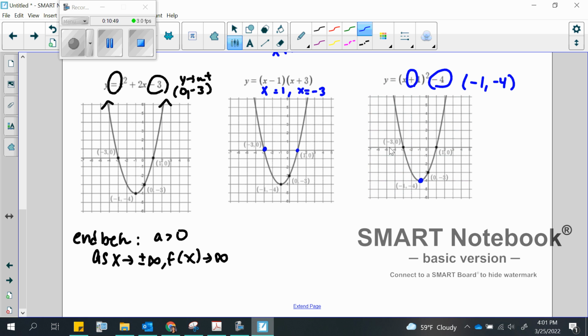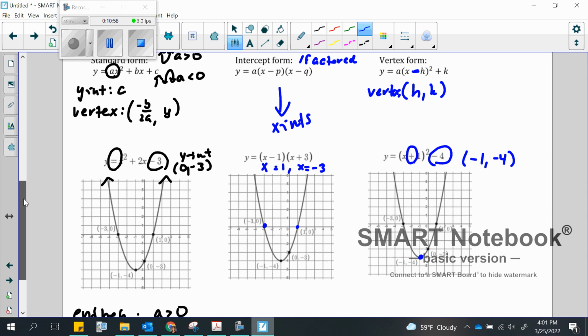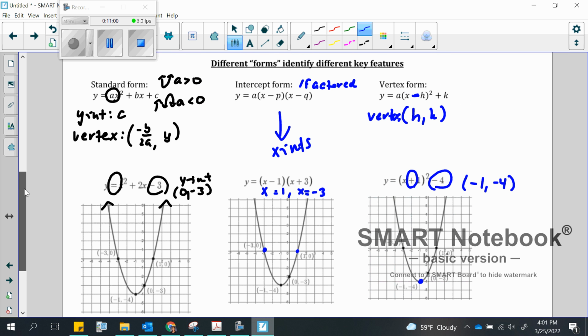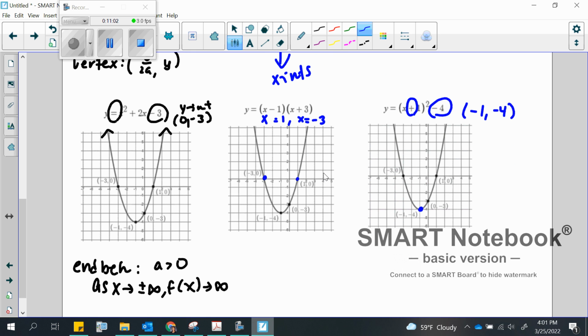Okay? But keep in mind, all of these, if you look at it, represent the exact same function. They're just different ways to write it. Different ways to write it show different things, but it's all the same function, and we can use different ways to also graph it. So we might put it into a different form to graph it or analyze certain key features.